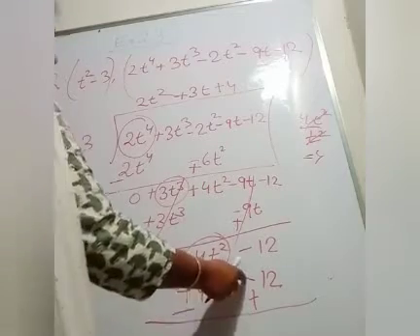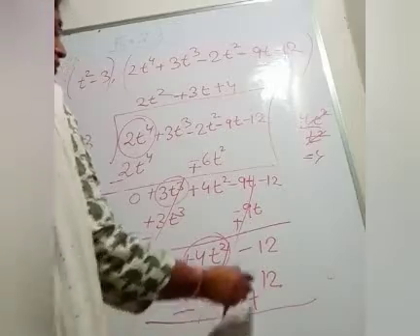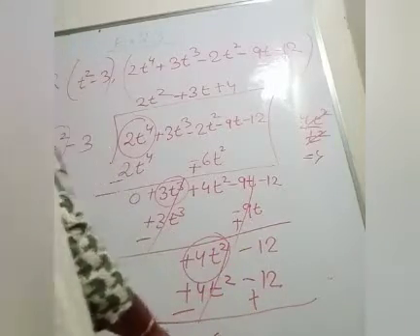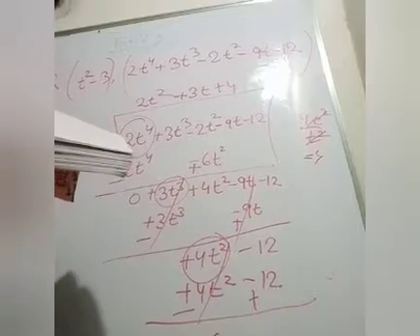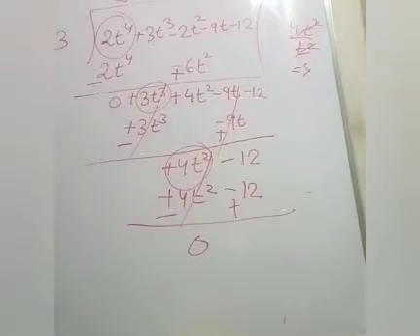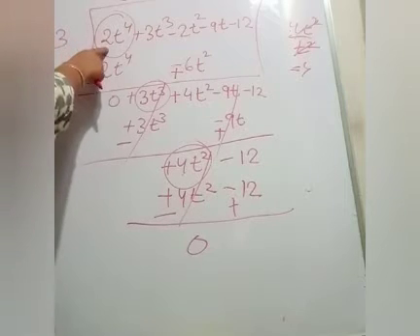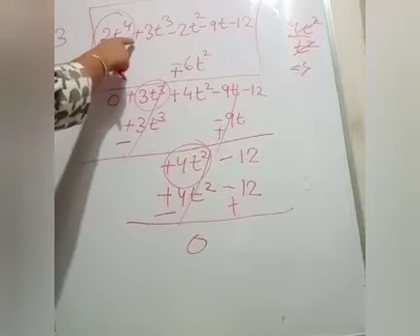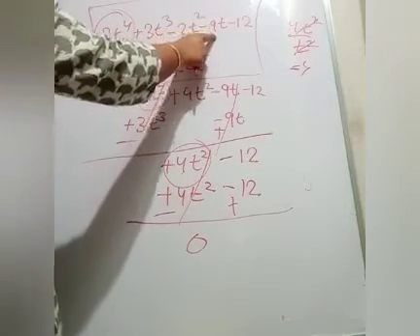Plus will become minus, minus will become plus. So 4t square minus 4t square is 0. And minus 12 plus 12 is 0. So we get the remainder as 0. That means t square minus 3 is a factor of 2t4 plus 3t cube minus 2t square minus 9t minus 12.